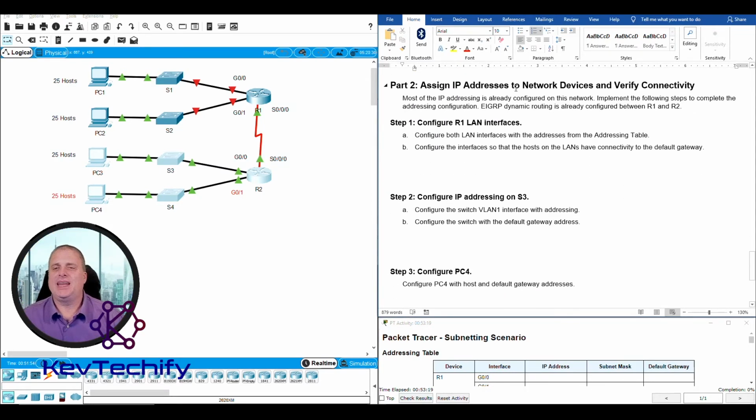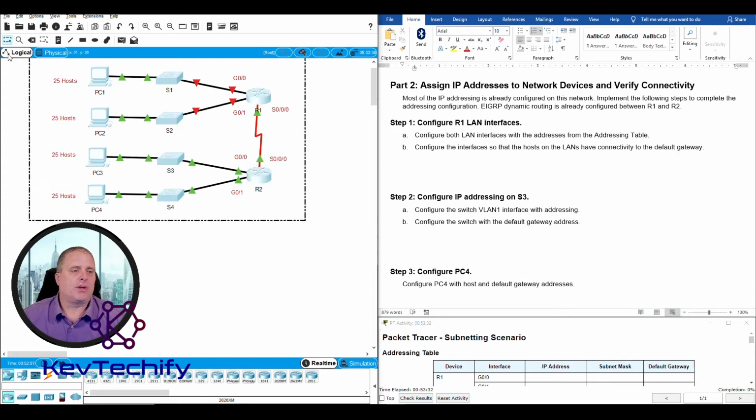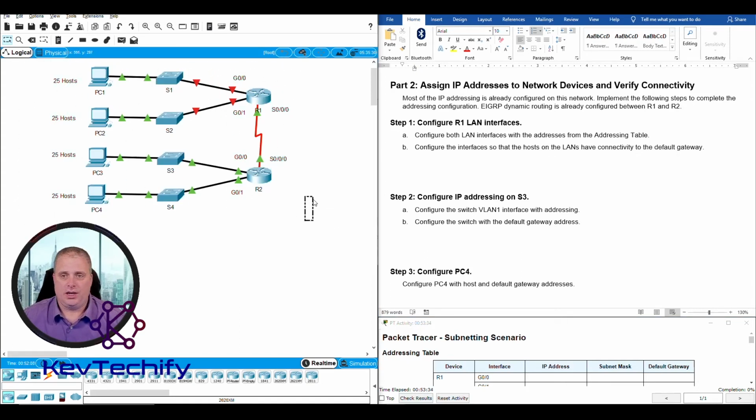Part 2, assign the addresses to network devices and verify the connection. Part 1, we figured out what our addresses were. Now part 2, we're going to go ahead and assign them. Most IP addressing is already done. In this Packet Tracer lab, a lot of this IP addressing is done already. What we have to do is implement the following steps to complete it.